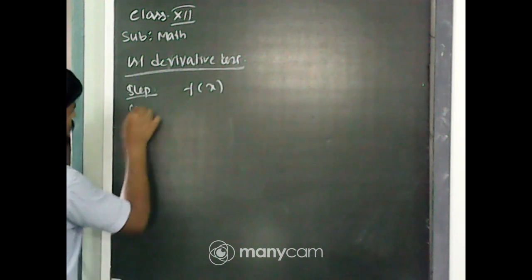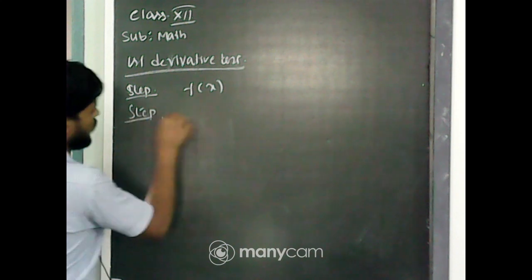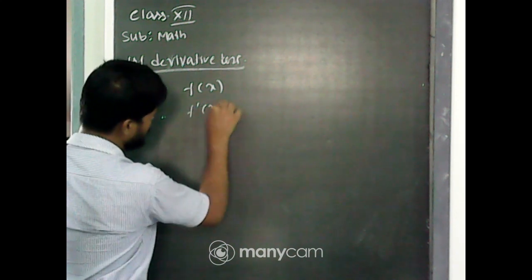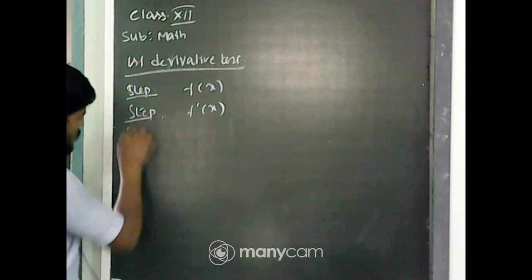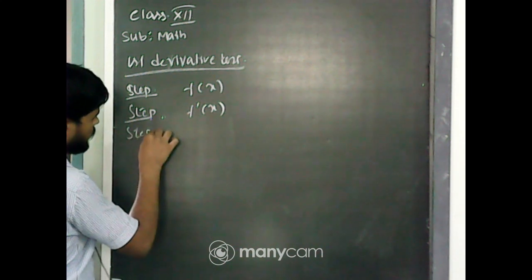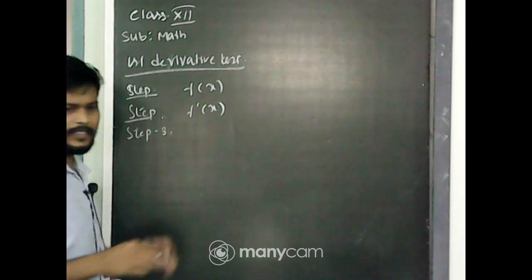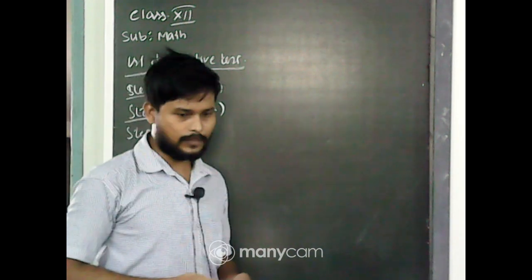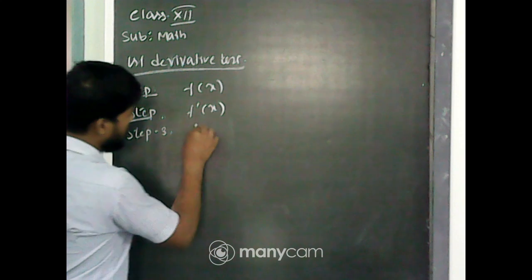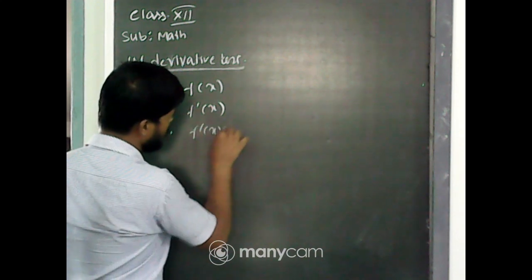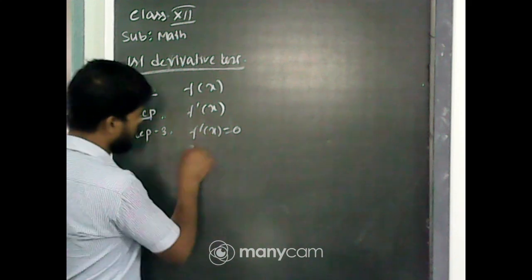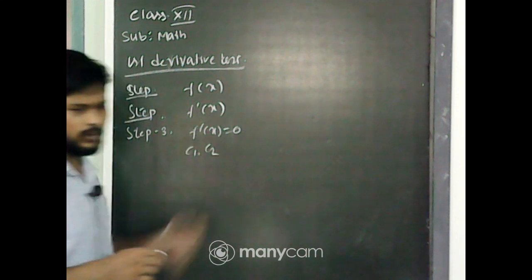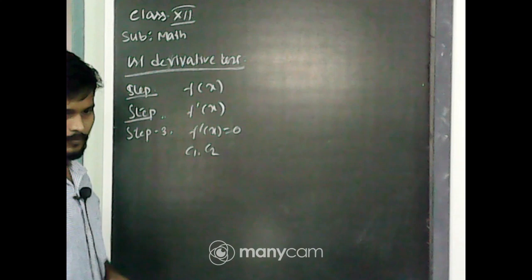Step 2, first differentiate this function and find f dot x. Step 3, find the critical points. And how to find the critical points? We know that if we equate f dot x with 0, we get some critical points. Let the critical points be c1 and c2. We are considering two critical points.